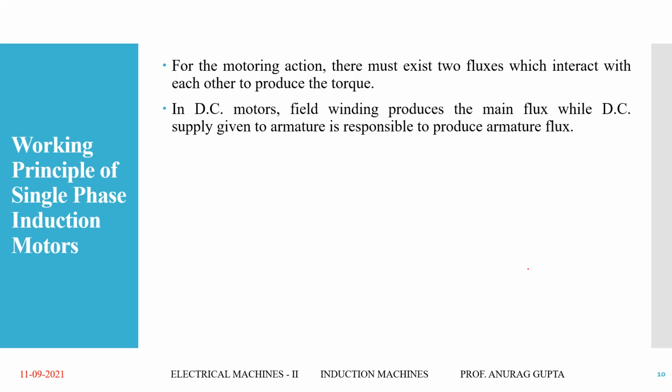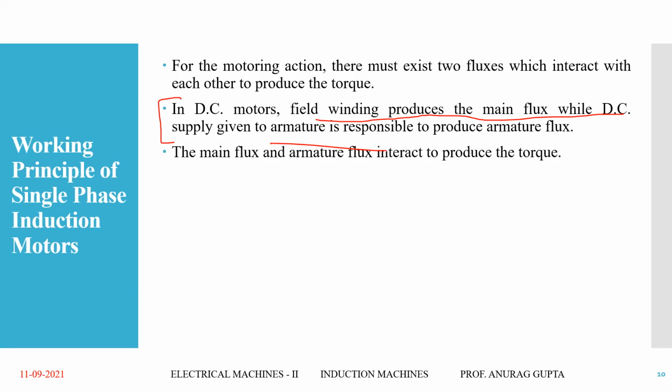In a DC motor, the field winding produces the main flux, while the DC supply given to the armature is responsible to produce the armature flux. I am talking about the DC motor. What happens in a DC motor? The field winding produces the main flux, while the DC supply given to the armature produces the armature flux. Clear? The main flux and armature flux interact to produce the torque.